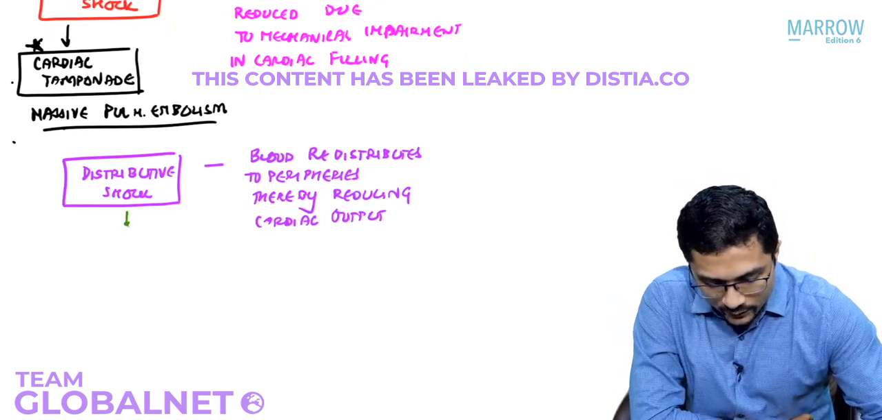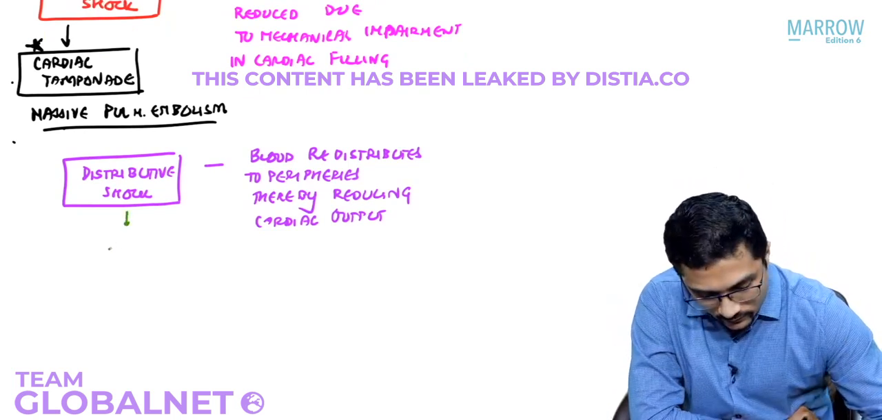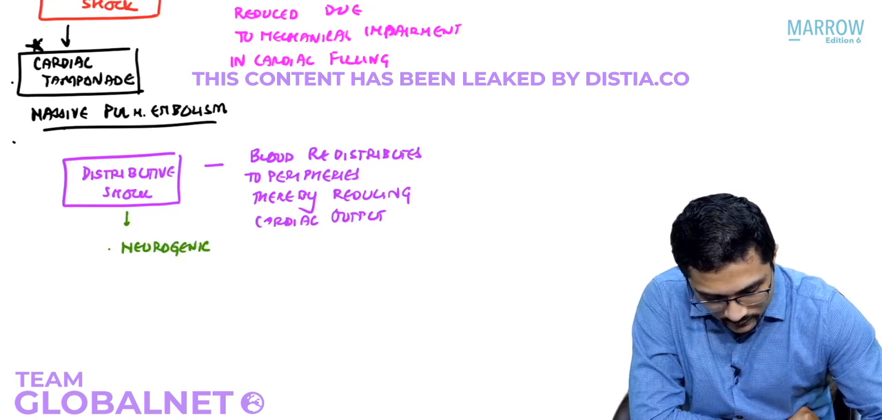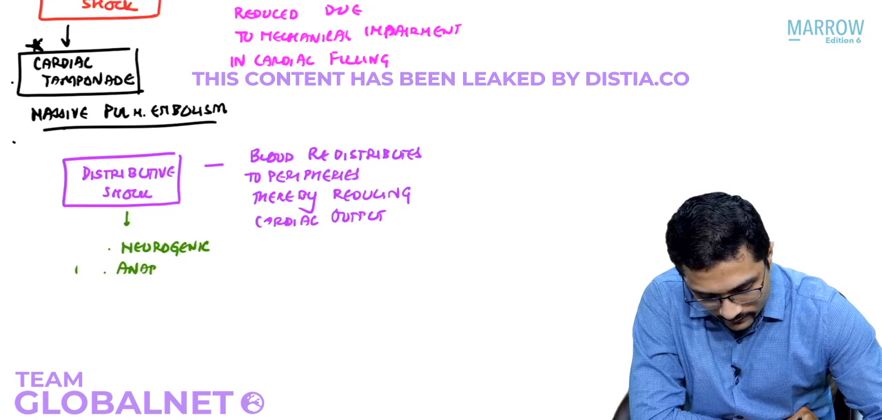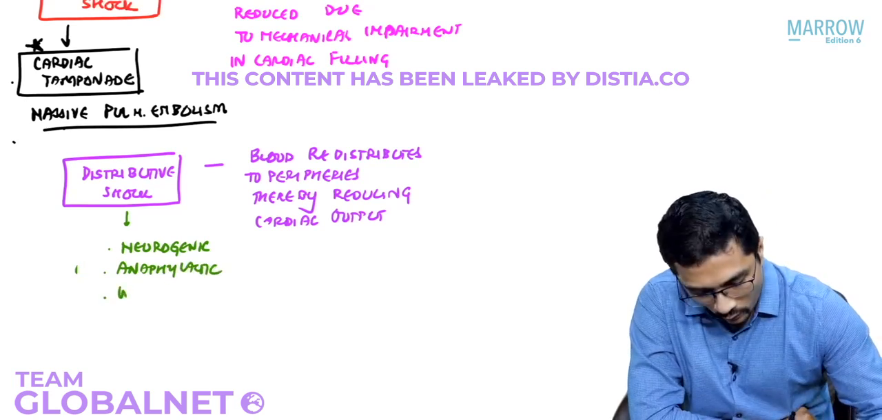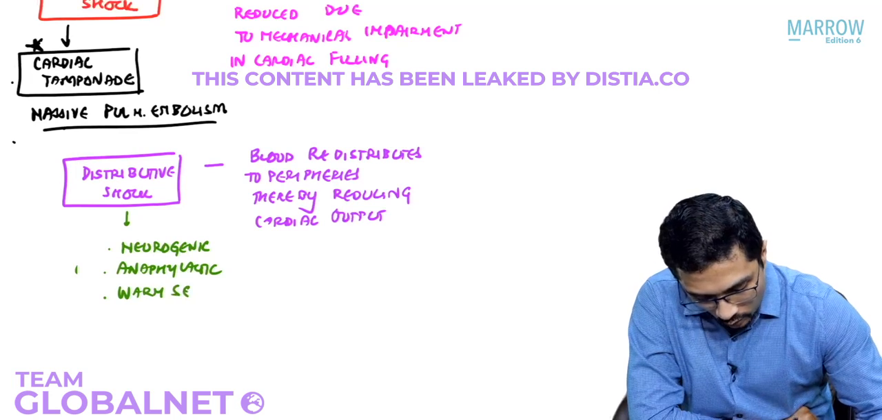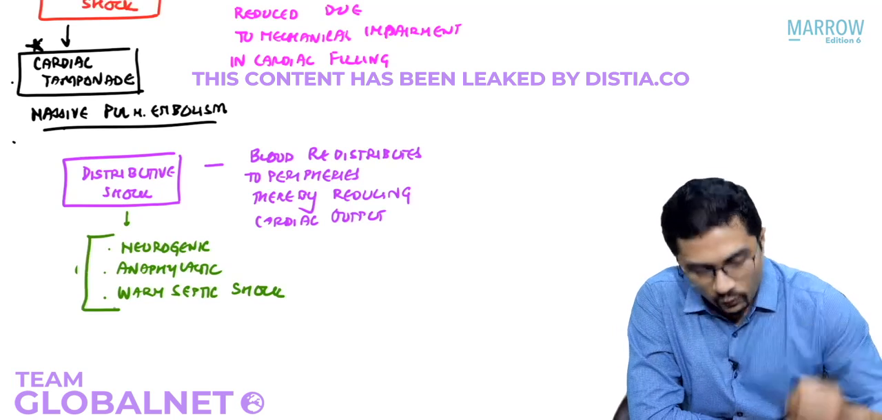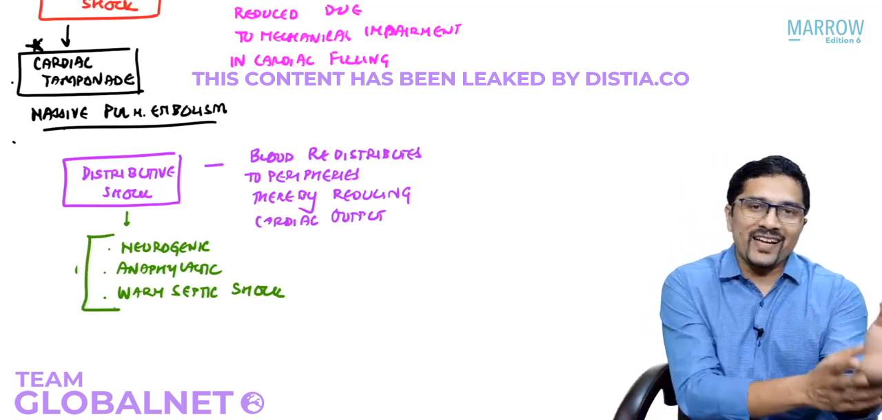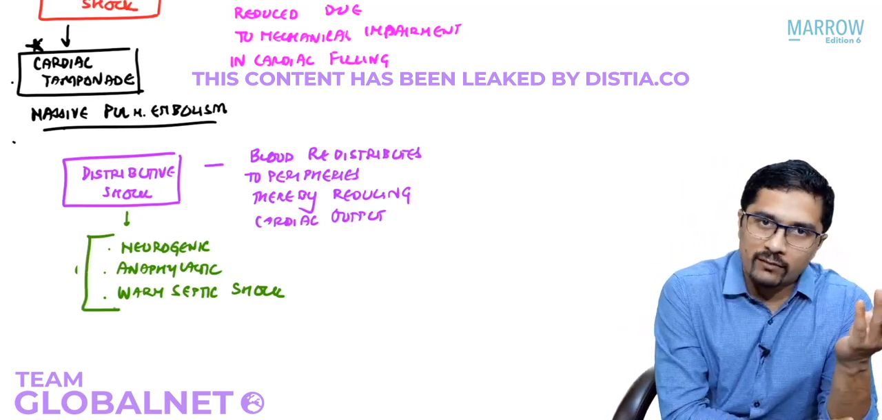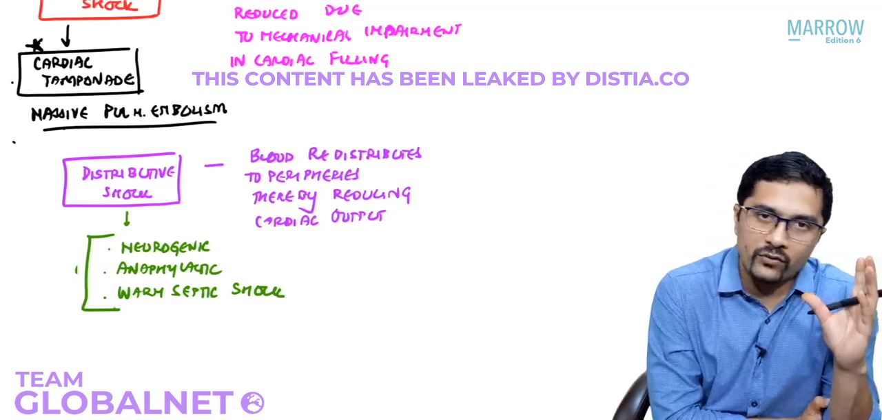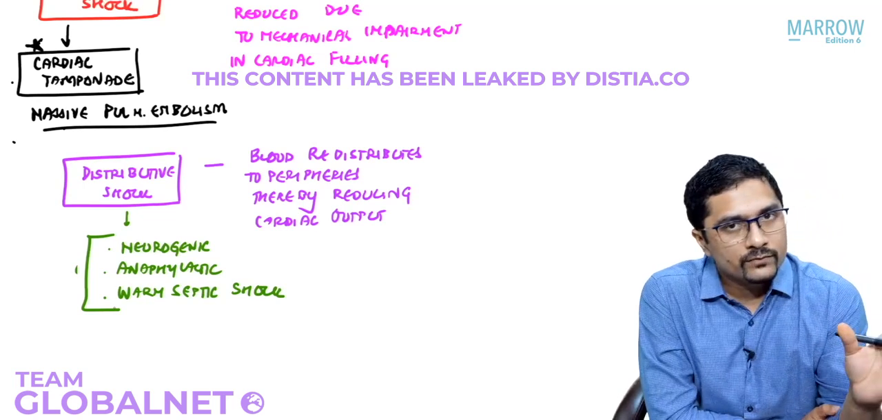So what are the examples of distributive shock? They are going to be neurogenic, you will have anaphylactic, and you will have warm septic shock. So all the three shocks in which the extremities are warm, they classify as distributive shock. So easy way to remember, any shock with warm extremities is an example of distributive shock.